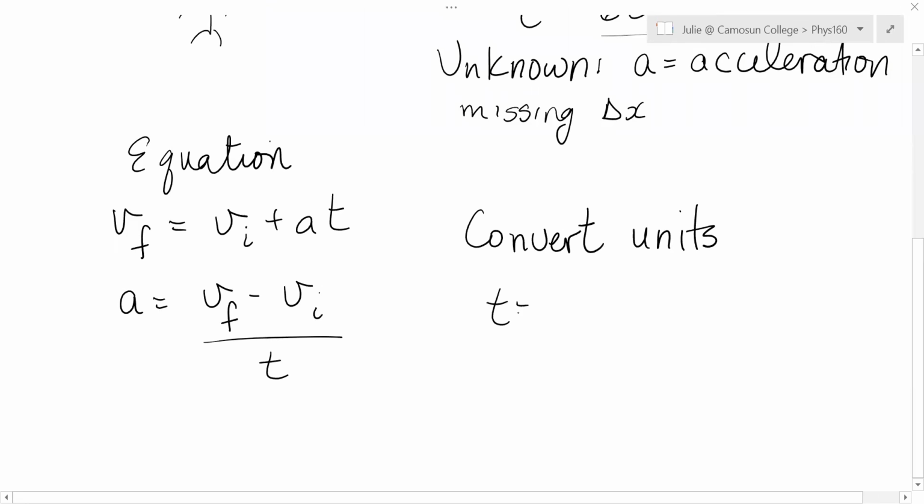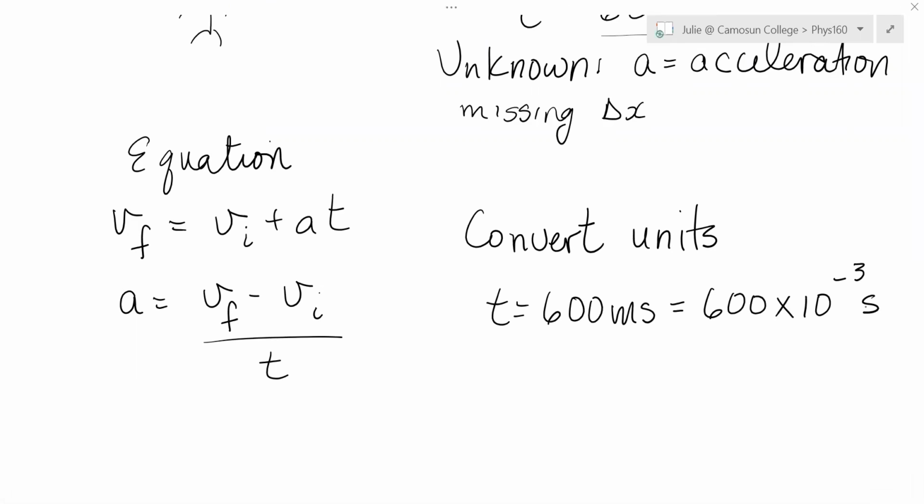And so 600 milliseconds, remember milli is the same as 10 to the minus 3 seconds. Now you could punch that in your calculator, just type in 600 EE minus 3 equals, and it will convert it for you. This is equal to 0.6. Or you can do it by hand. Okay, so we're ready to put numbers in.